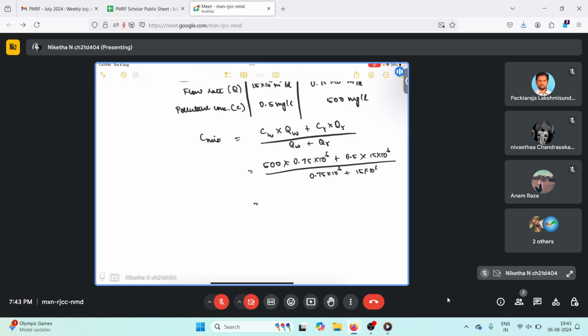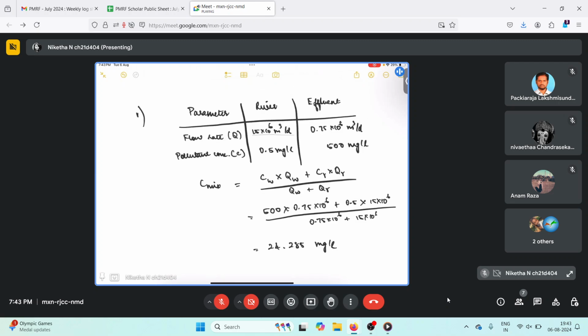Have you all completed calculating? Okay, so the answer is 24.285 milligrams per liter. Now notice how this value is higher than the pollutant concentration in the river, but at the same time it is less than the concentration in the effluent.